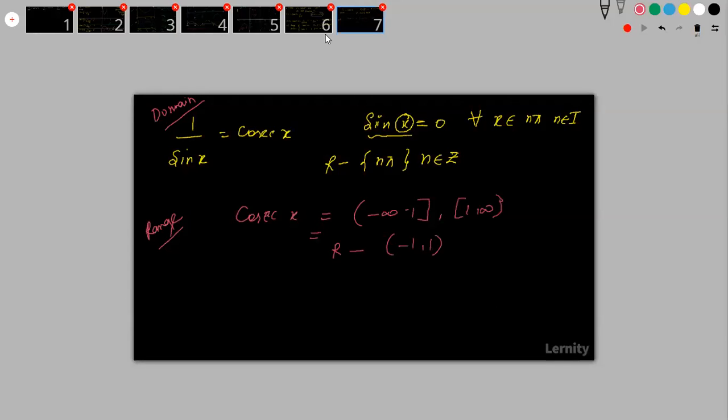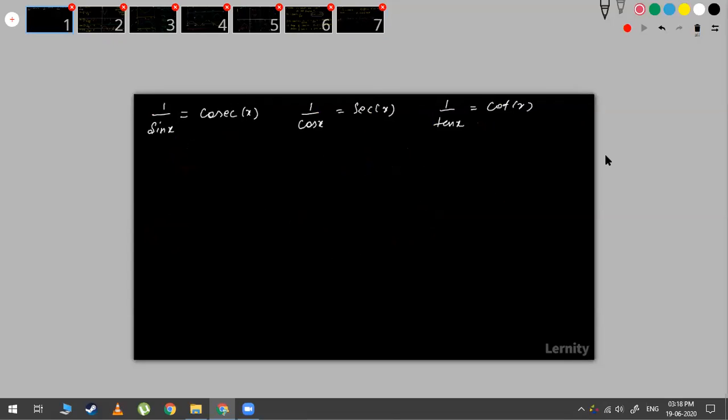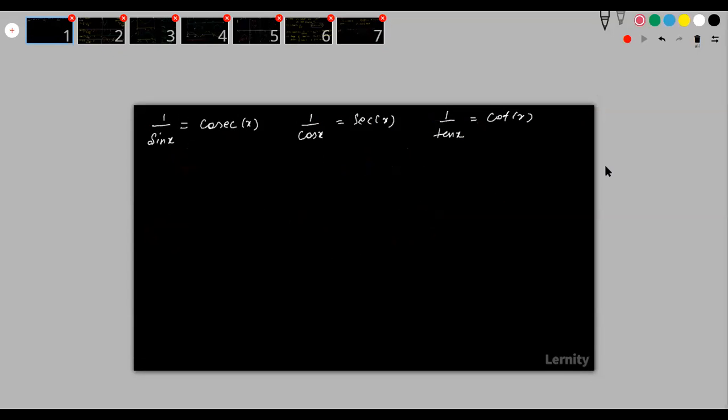Okay, fine. I will show you the slides once again. Just take a snapshot. Cosec x at x equals n pi is undefined. Yes Ashwin, that is what I am saying, that for cosec x equals n pi it is undefined. That is why we are not taking it.